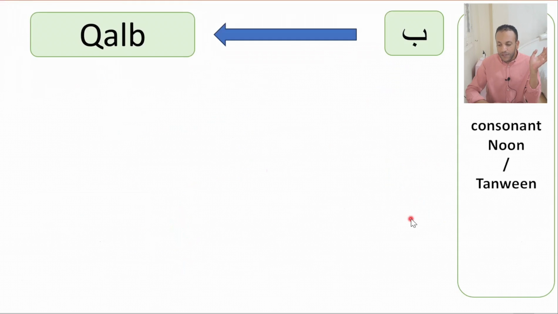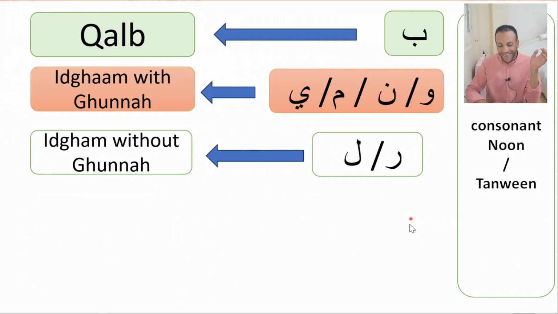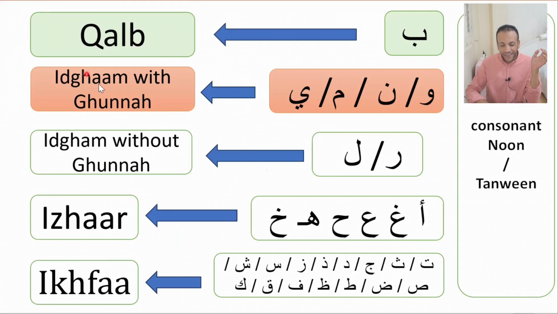So our rules are here. We are here, Idgham with Ghunnah. We apply it on the consonant Noon and Tanween. We learned consonant Noon, and today we learn Tanween. In next lessons, inshallah, we will cover the other rules.